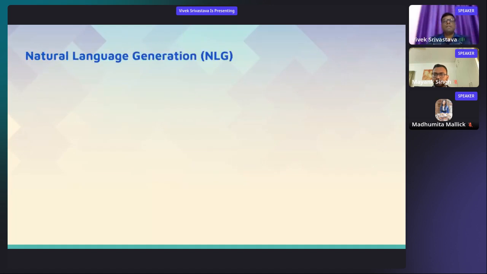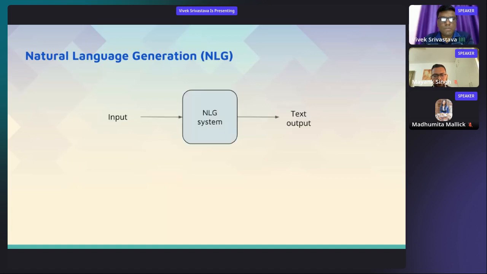So in the second part of the tutorial, we'll talk about one of the applications. There were a couple of good questions on how we will apply this code mixing and whatever we are seeing right now in the real world scenario. So this is one particular domain of natural language generation.